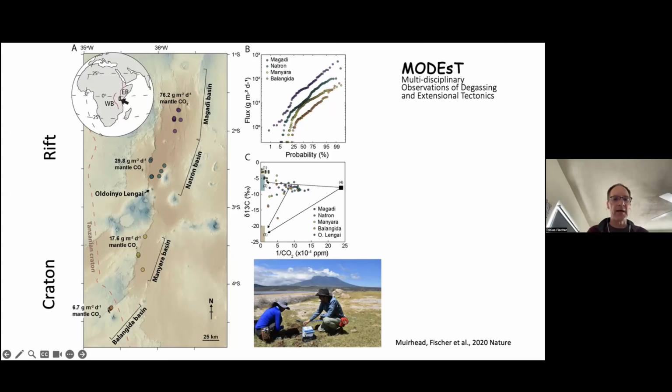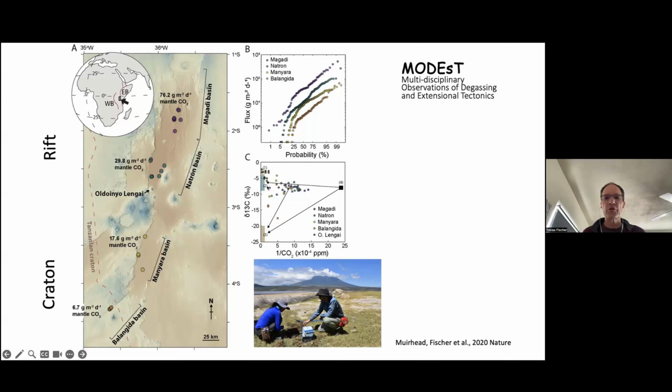Okay. In Balangida, which is on the craton, you still have faults there that we measure on, but there's just so little CO2 coming out, as opposed to Magadi Basin, 10 times more, right? Or 10 times less.